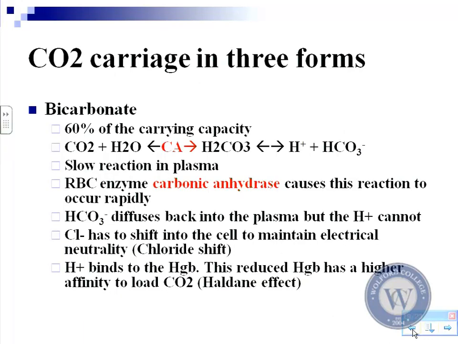60% of the carrying capacity is via bicarbonate. It uses the enzyme carbonic anhydrase to cause the reaction to occur rapidly. Bicarbonate diffuses back into the plasma, but the hydrogen cannot. Then chloride, which is called the chloride shift, maintains neutrality. The Haldane effect is when hydrogen binds to the hemoglobin, that's how you remember it, H to H is Haldane. This reduced hemoglobin has a higher affinity to load CO2 as a consequence.